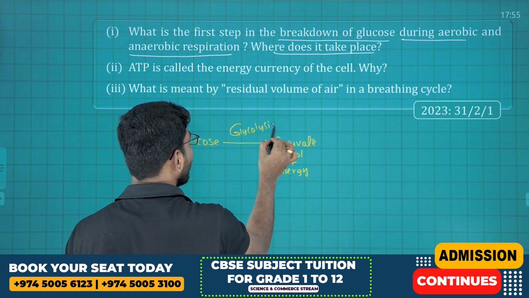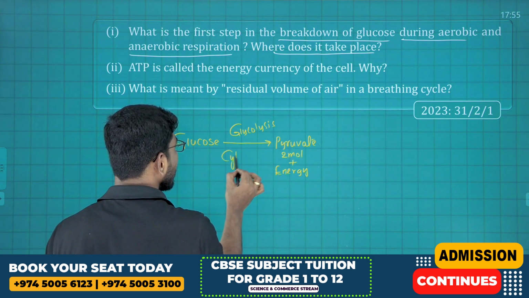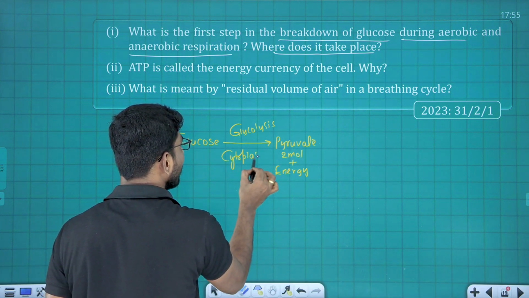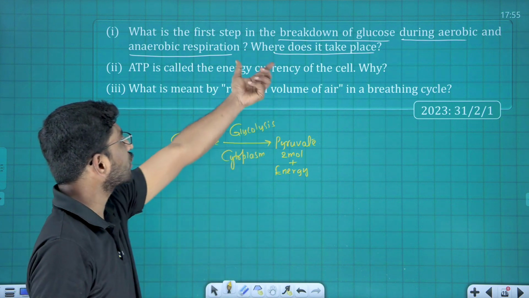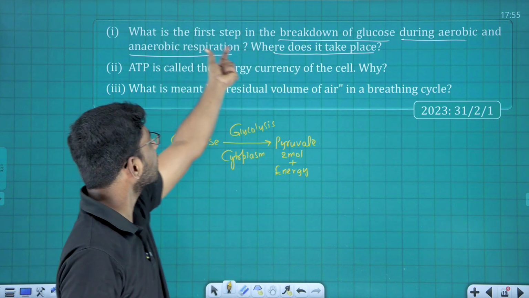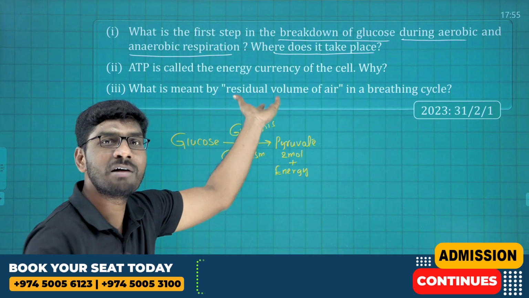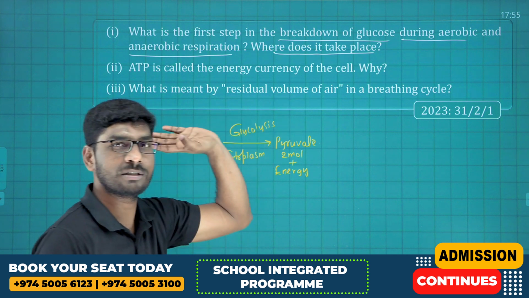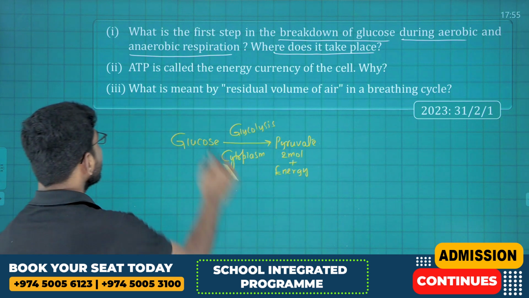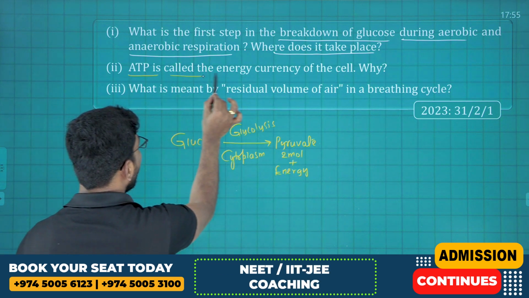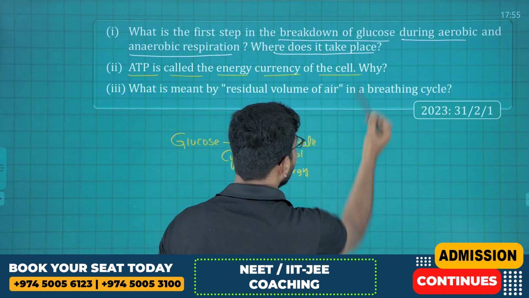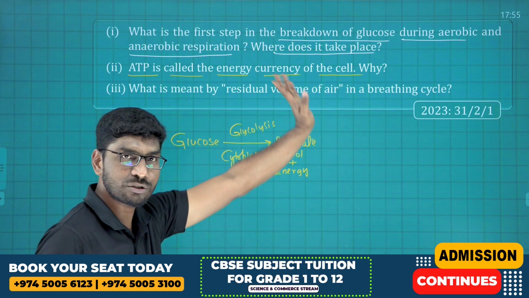This is step number 1. Where does this process take place? Cytoplasm. Am I clear? Now, the first one, breakdown of glucose, what is the first step? Glycolysis. Where does this process take place? Cytoplasm. Clear? Come to the next one. ATP is called the energy currency of the cell. Why? We already covered it in the previous question.